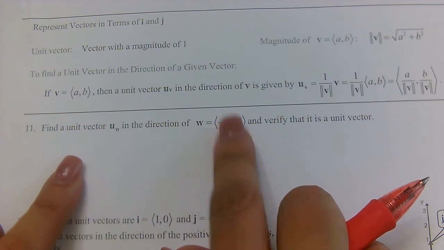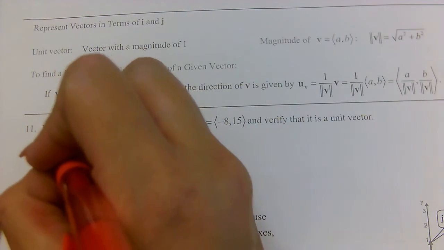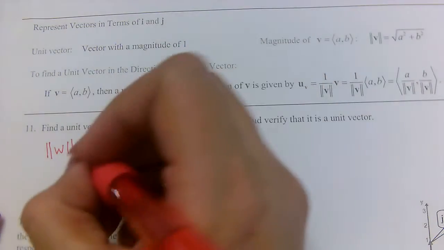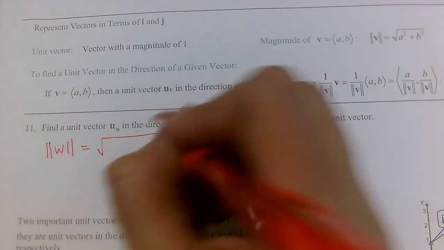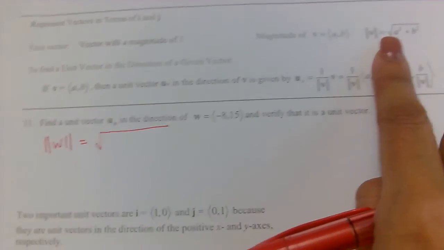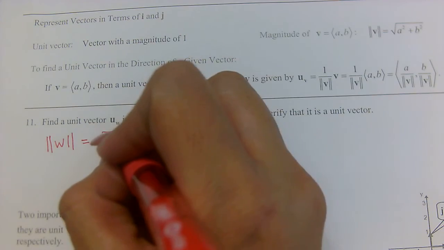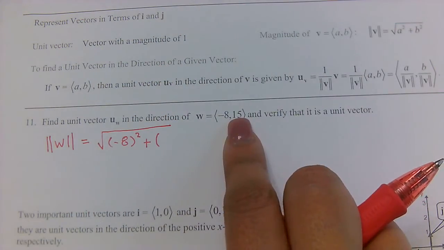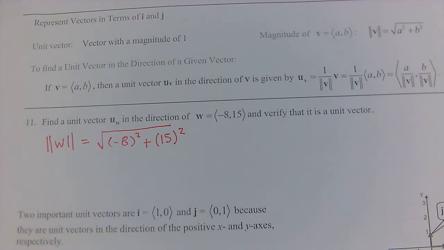First thing we need to do is find the magnitude of w. So I'm going to start with that. So the magnitude of w, and then plug in the formula, is equal to the square root of a, which is in this case going to be -8 squared, plus b, which is 15, and we're going to square that. Okay, let's use our calculator.